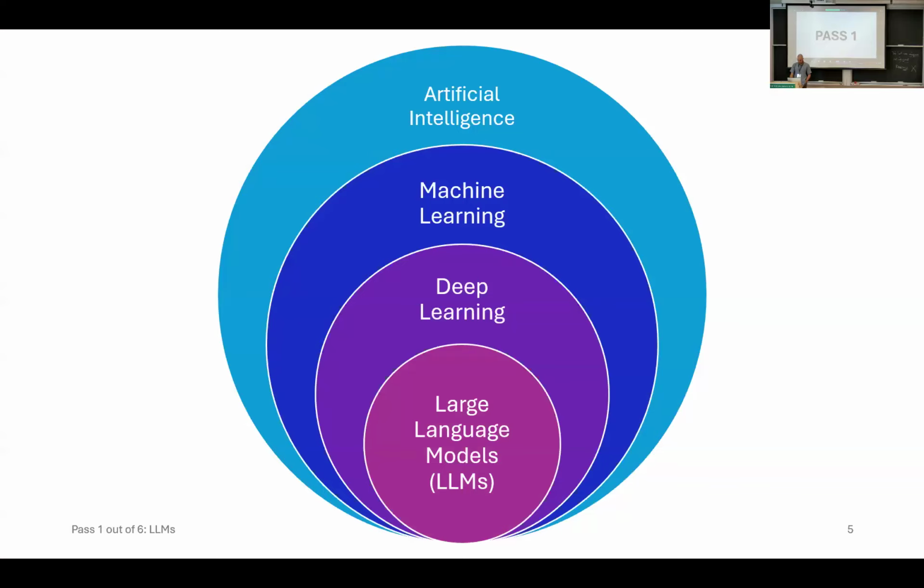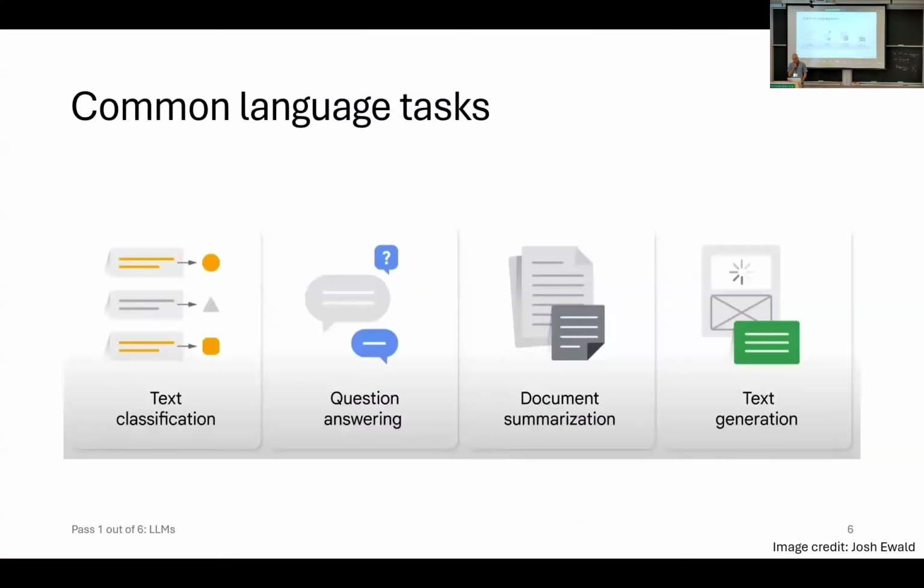All right, let's start with pass 1. So you saw a Venn diagram earlier. Now we're not talking about generative AI anymore. Now we're talking about large language models, which are a subset of deep learning. They are a subset of machine learning, and machine learning is a subset of AI. So we already talked about these common language tasks.